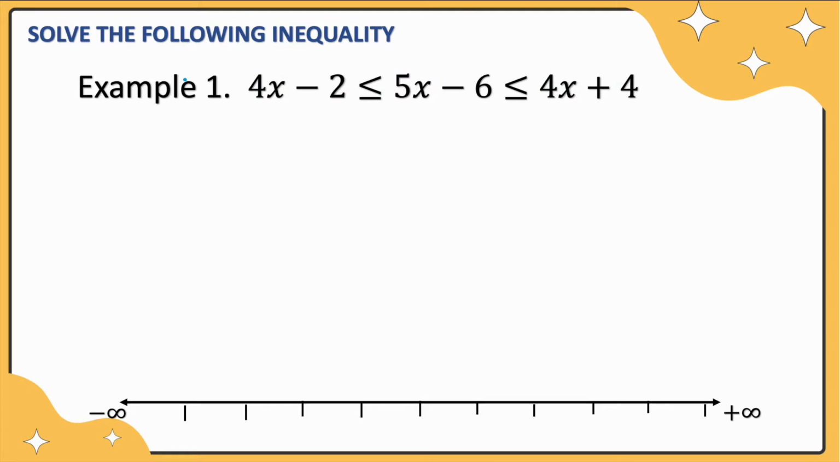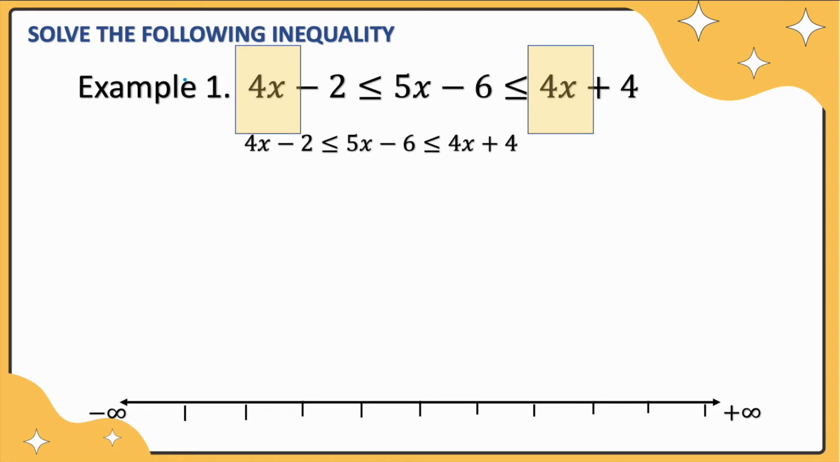So here we are trying to find all the values of x that make 5x minus 6 fall between 4x minus 2 and 4x plus 4. So this is one of the easiest forms to solve. As you can see here, on the left side and on the right side, we have the same x term, which is 4x. So it is very easy to eliminate this term from the left and right, such that we only have x term in the center. From there on, we can solve for x very, very easily.